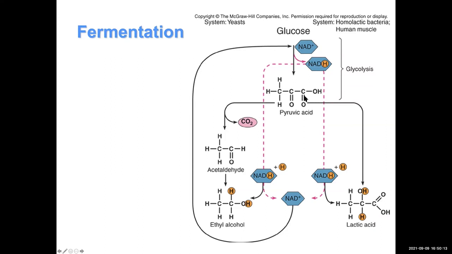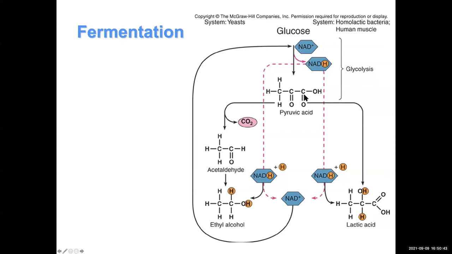So when we're looking at fermentation, glycolysis produces this reduced coenzyme NADH. The only way we're going to generate NADH is if we have NAD plus. Therefore, in fermentation, we need to regenerate NAD plus so that we can have further glycolysis.